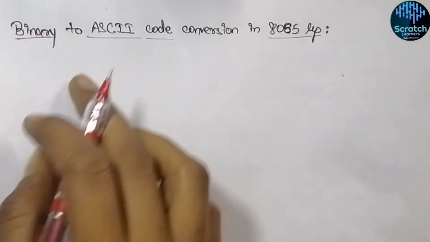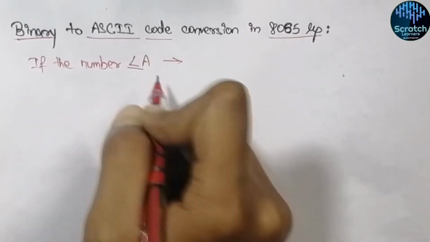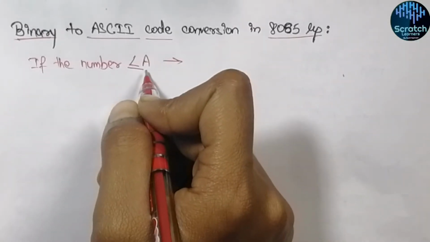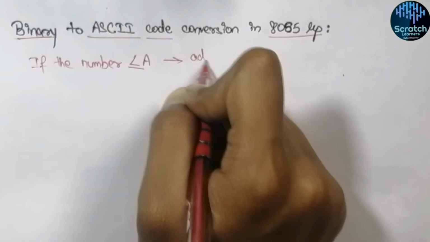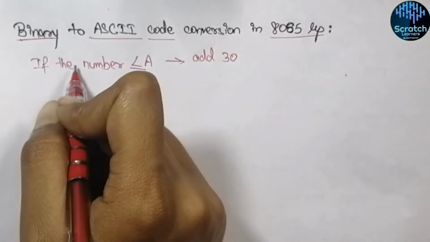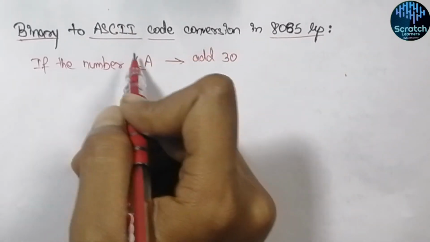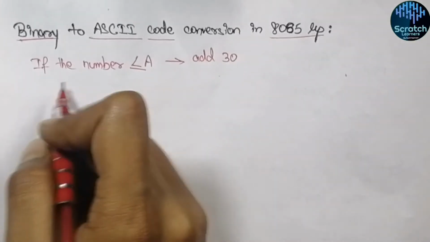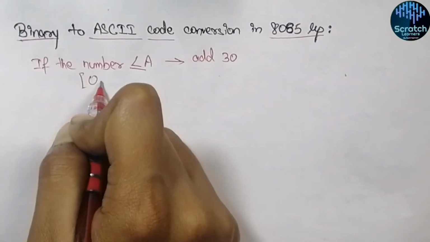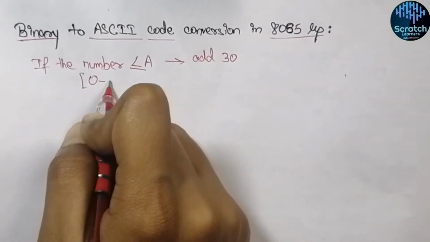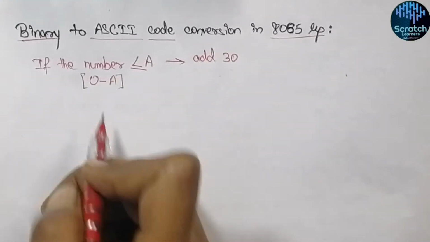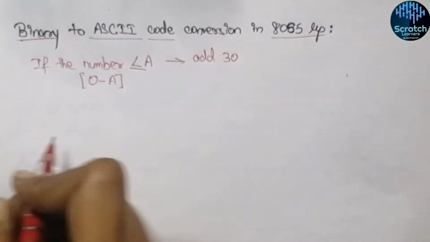So moving towards our today's topic, how are we going to convert binary code into ASCII code? The formula is, if the number is lesser than or equal to A, then we will add 30 with that number to convert it into ASCII code. That means if the number is in the range of 0, 1, 2, 3 and so on up to A, in that case, just add 30 with it and it will be your ASCII code.